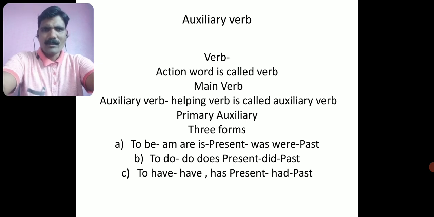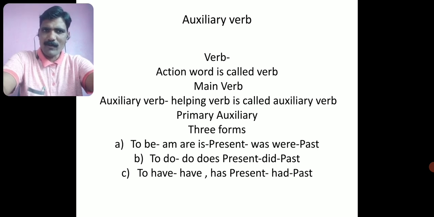So let's start. What is a verb? We have already learned this verb. There are parts of speech, and from those parts of speech we have already learned what a verb is. But I'm going to define the word verb here. The word verb is called an action word. Whatever action you do, or whatever kind of activities you do, all these things can be included in the verb.